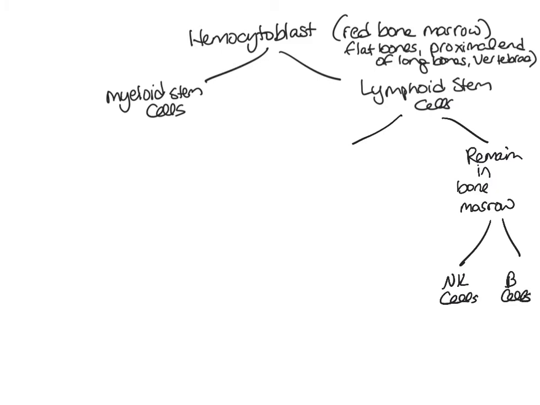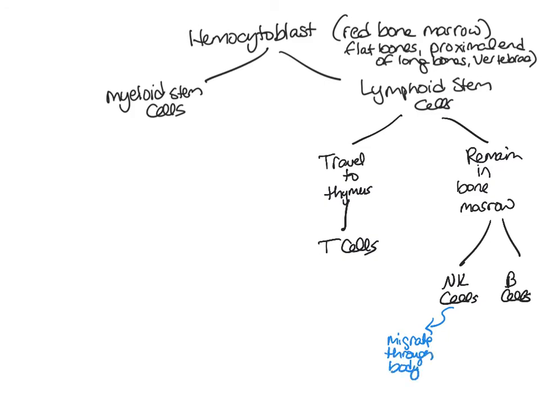The other group of lymphoid stem cells will travel to the thymus. And in the thymus, then, that lymphoid stem cell will become the T cells. These natural killer cells are going to migrate out of the red bone marrow, and they will start migrating through the entire body. And they'll just be looking for anything that looks abnormal.